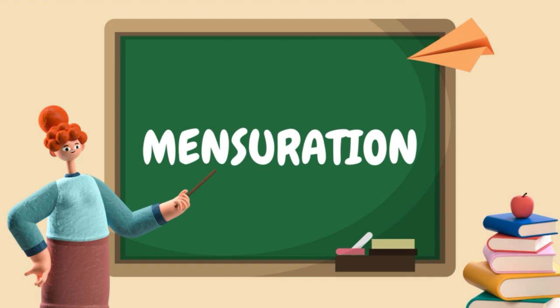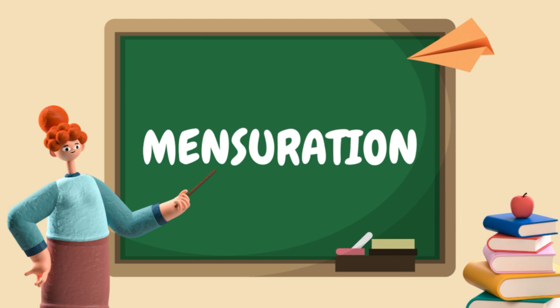Today we will discuss mensuration. In this session, we will discuss both 2D figures and 3D figures. In 2D figures, we will discuss triangle, rectangle, square, rhombus, trapezium, and parallelogram. In 3D figures, we will discuss cube, cuboid, cylinder, cone, sphere, and hemisphere. So to begin with, we will discuss 2D figures first.